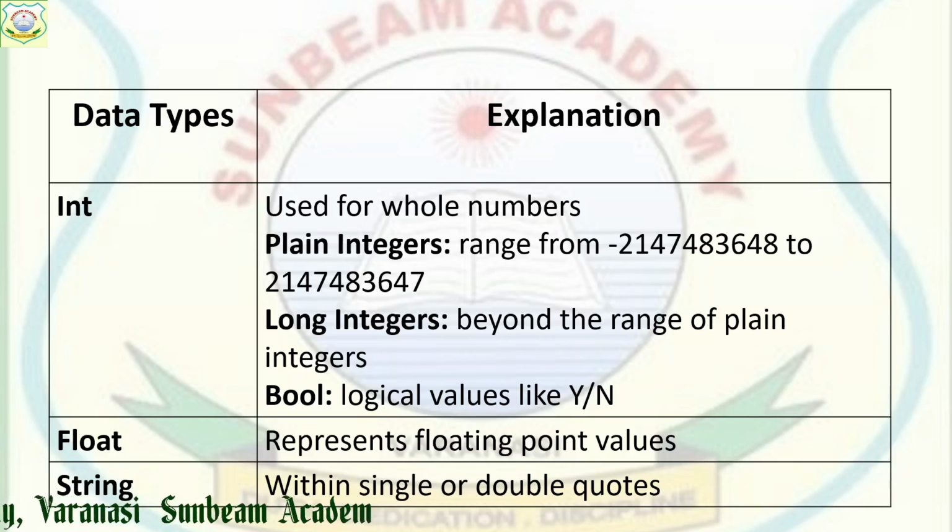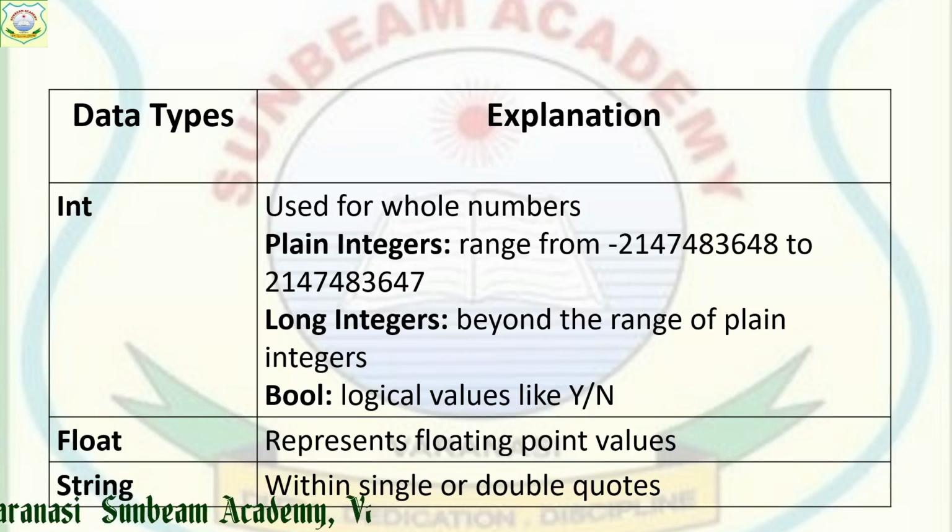Plain integers are those which are used to store integer values, whether negative or positive, which range from -2147483648 to 2147483647, that is, from negative 10-digit numbers to positive 10-digit numbers. Next are long integers. If we want to save numbers beyond the range of plain integers, then we have to take long integers.